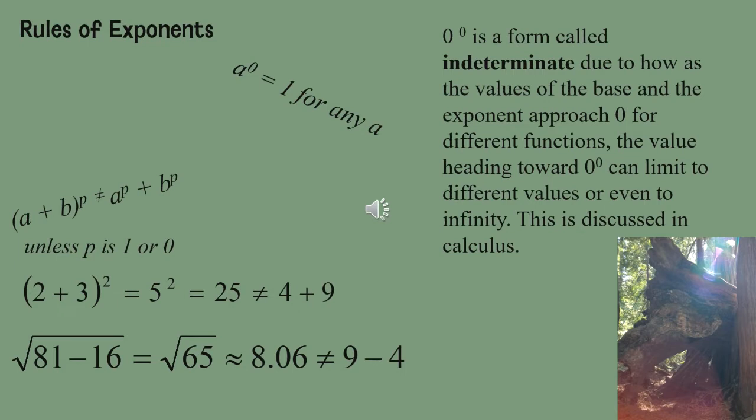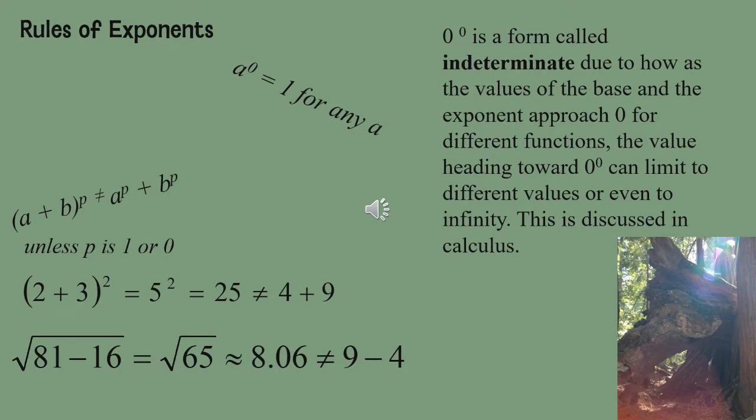A couple of other comments worthwhile mentioning under rules of exponents are the following. First of all, any base raised to the 0 power is 1. Now, I do say that with a little comment off to the side that 0 to the 0 is a form called an indeterminate form. That is due to the fact that if the function controlling the base was heading to 0 and the function controlling the exponent was heading to 0, depending on what those functions were, that form could go to any value. It could also go to infinity. But that's a calculus topic.